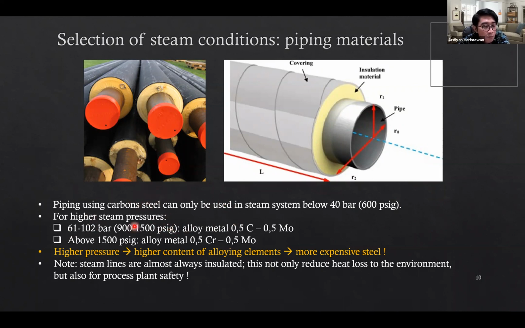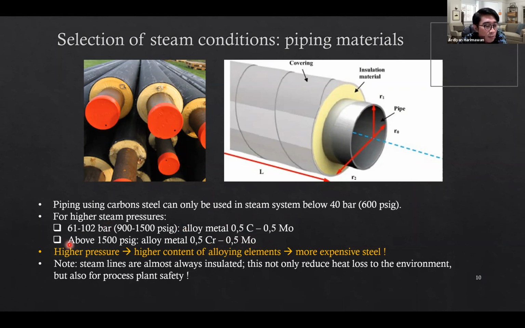But for higher steam pressure, like 900 or 1500 psi, normally we are using alloy. This should be percent of mass. I think you already got that, right? So when you get a number like alloy with 0.5 carbon and 0.5 molybdenum, and also if you are using 1500 psi steam, you should use the alloy with 0.5 chromium and 0.5 molybdenum. You know what it means, right? It represents the concentration, or part of the mixture of these metals to the iron. Dari besinya itu berapa persen?